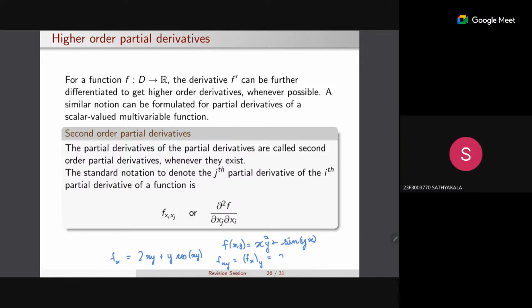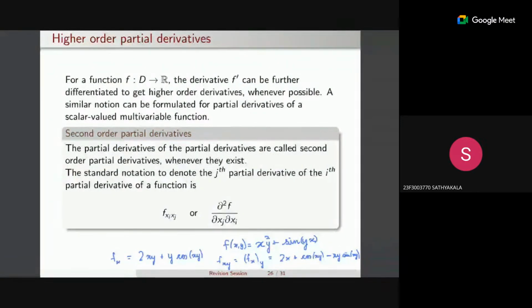Now this would be 2x plus cos xy, plus or minus, it would be minus xy sine xy, something like this. There might be some computational errors, but modulo that, you understand what is happening, right?